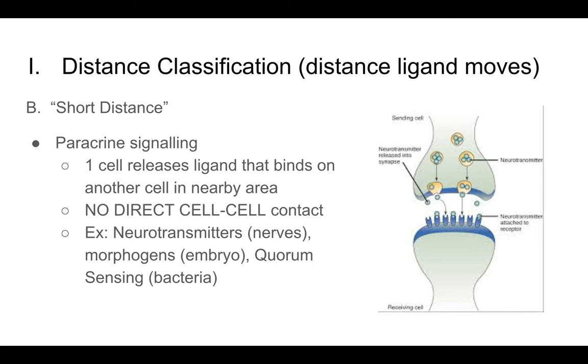Again, if you didn't do the POGIL, you should go back. It had really great examples that we are pulling from. And so if you're wondering, how does a morphogen work? How does quorum sensing work? How does a neurotransmitter work? All of that was explained in the POGIL that we did this week.